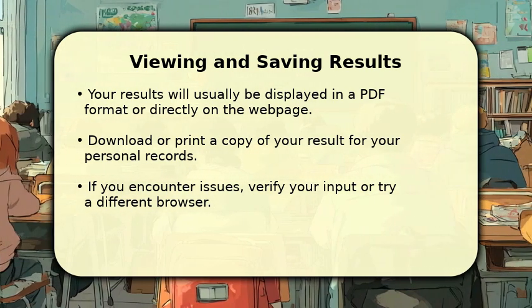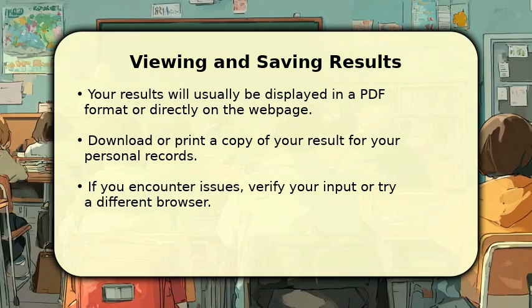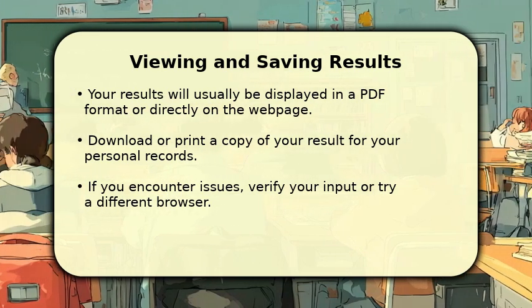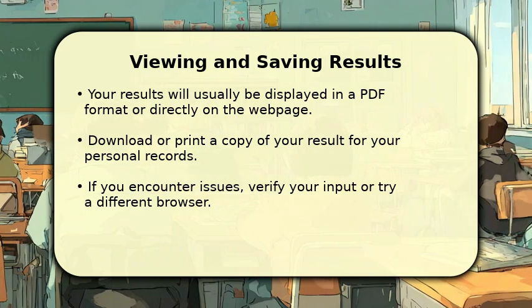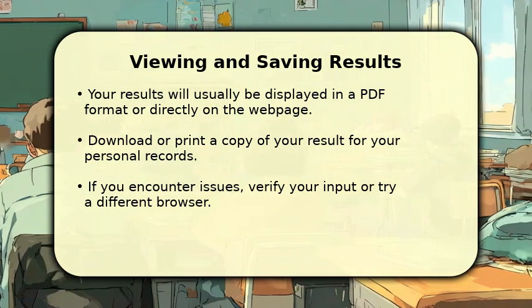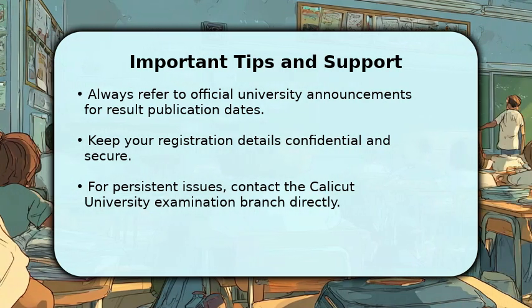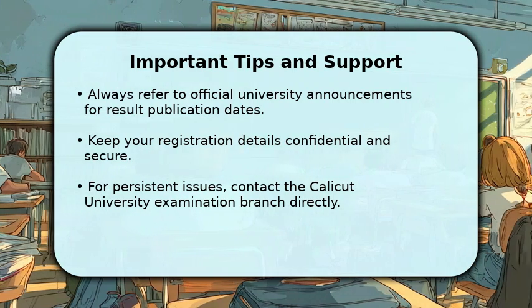If you face any difficulties, such as results not being found, first re-verify all the information you entered. Sometimes, trying a different web browser or clearing your browser's cache can resolve minor technical glitches. For the most accurate information, always refer to official university announcements regarding result publication dates and procedures.